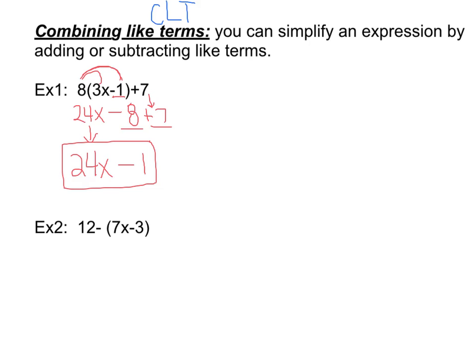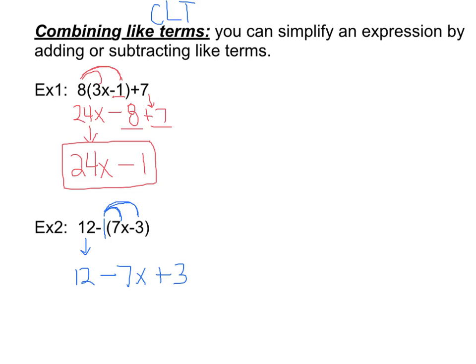12 minus (7x minus 3). Well, when we have this minus out front of the parentheses, we're going to remember that this is assumed to be a negative 1 out front. So that negative 1 is going to have to get distributed inside the parentheses. We're going to bring down the 12. We're going to multiply everything by that negative 1. So negative 1 times a positive 7x is a minus 7x. And then negative 1 times a negative 3, negative times negative is positive, and 1 times 3 is 3.